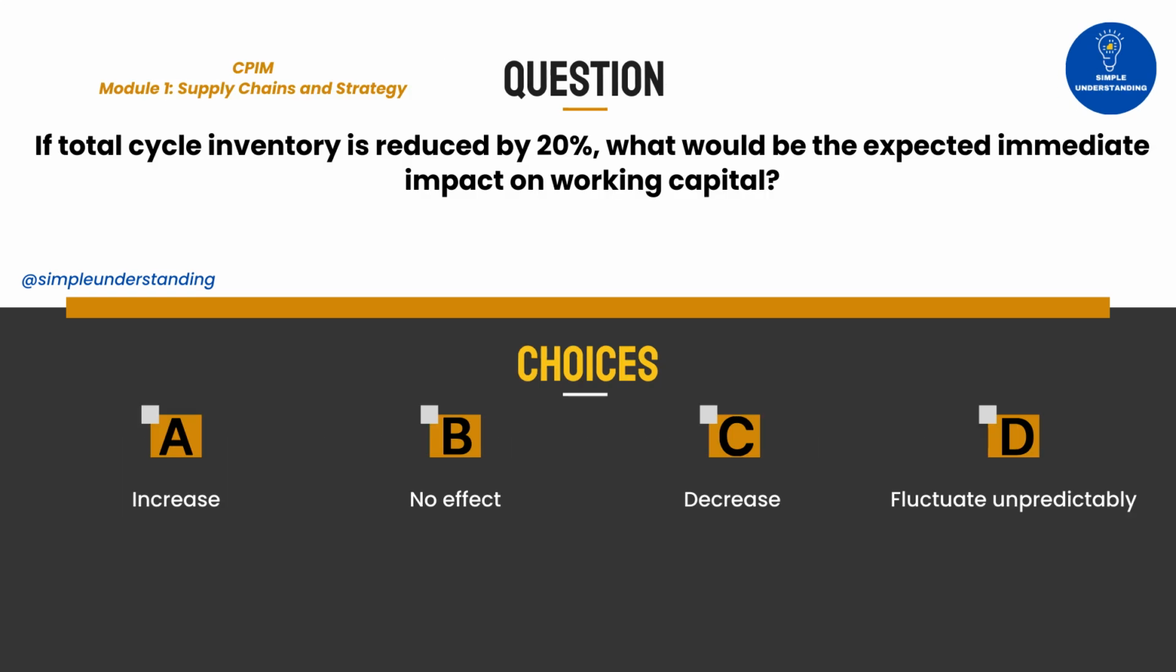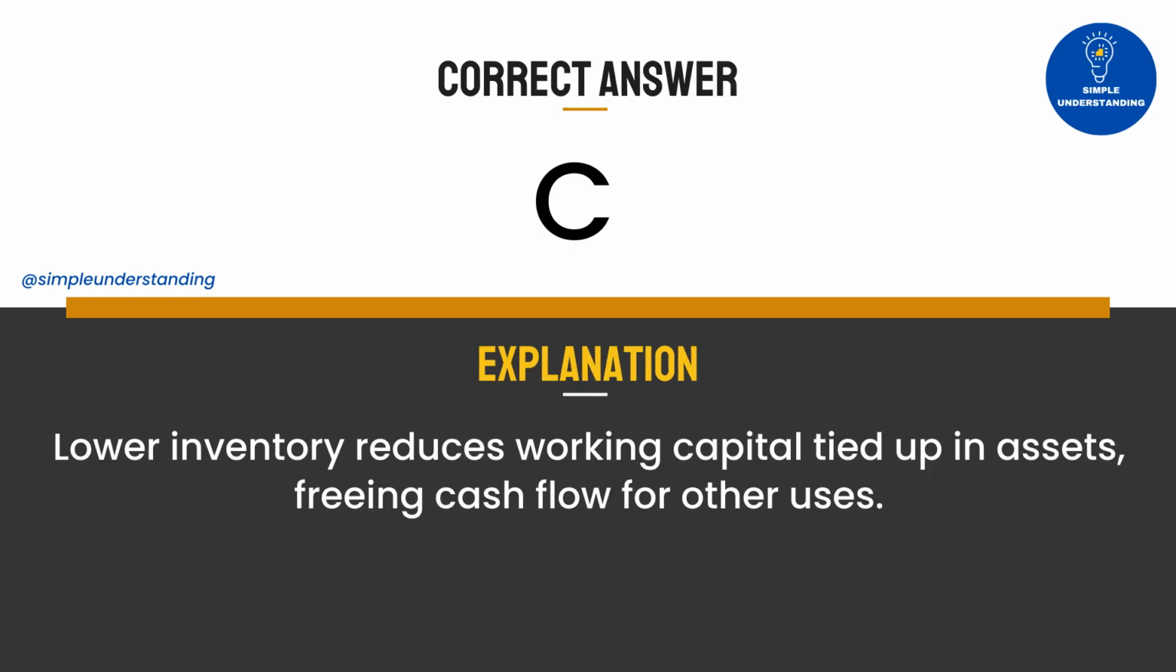Question 4. If total cycle inventory is reduced by 20%, what would be the expected immediate impact on working capital? A. Increase. B. No effect. C. Decrease. D. Fluctuate unpredictably. Correct answer. C. Explanation. Lower inventory reduces working capital tied up in assets, freeing cash flow for other uses.